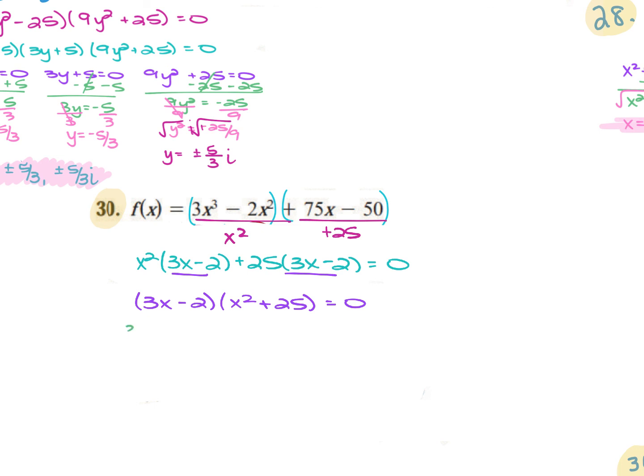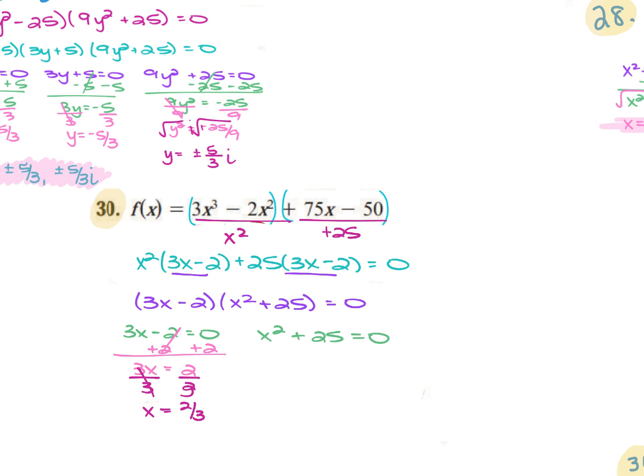So you're going to have 3x minus 2 is equal to 0, and x squared plus 25 is equal to 0. For the 3x minus 2 is equal to 0, add your 2 over. So that's 3x is equal to 2. Then divide each side by the 3. So x is equal to 2/3.